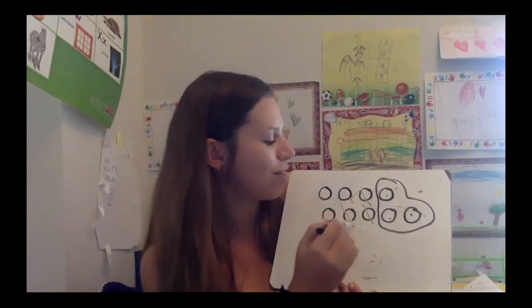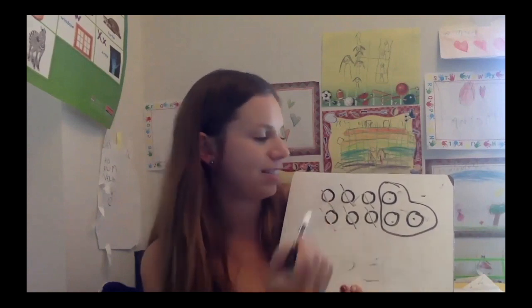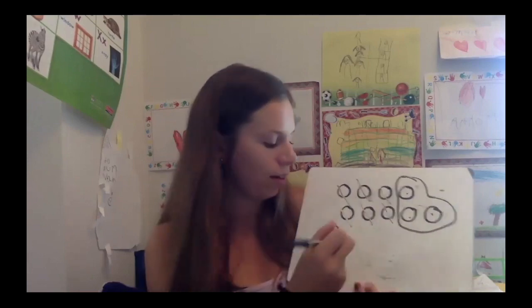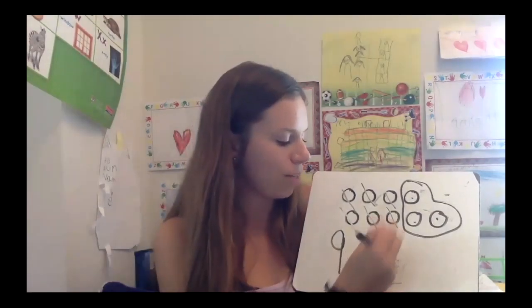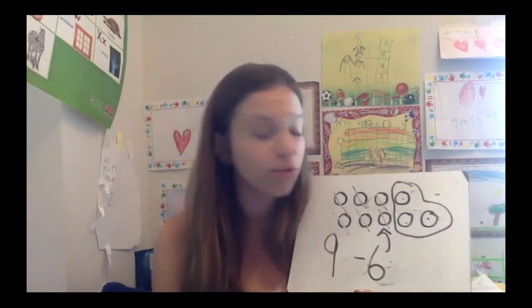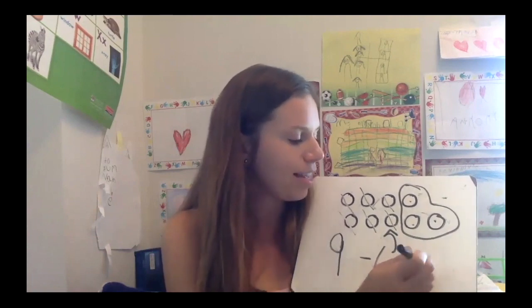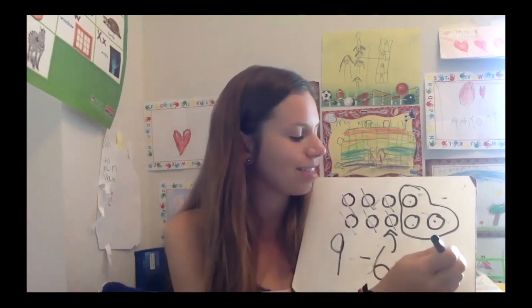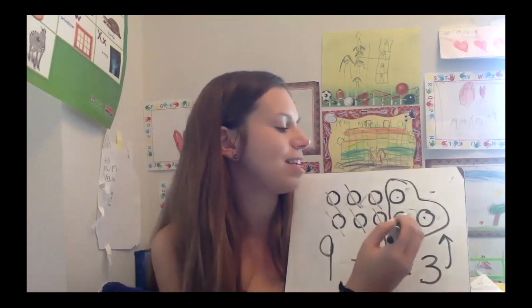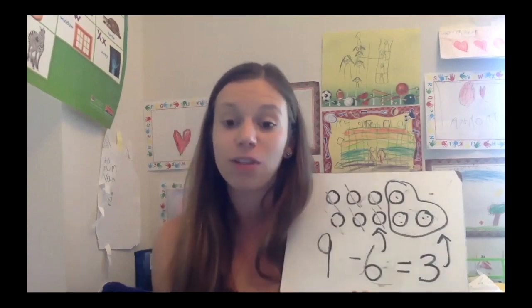1, 2, 3, 4, 5, 6. We had 9 dots in all, and then we took away 6. That 6 represents the 6 dots that got covered by the splat, equals 3 dots left over. The 3 represents these 3 dots that are left over.